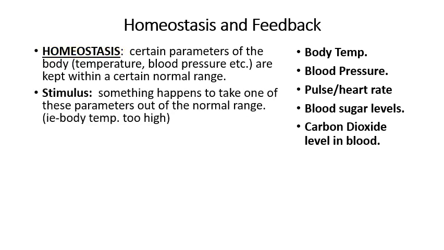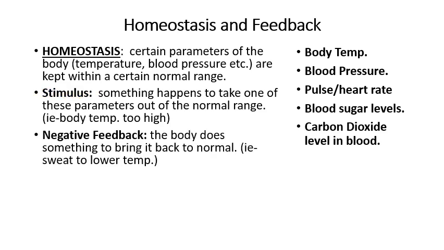Okay, so when something happens to take one of these parameters out of the normal range, that is referred to as a stimulus. Something happens to change the body temperature from 37, for example. Negative feedback is where the body responds to the stimulus by doing things that bring the body back to the normal range. So if the body temperature goes up, we would call that a stimulus, and then if we sweat to bring it back down to 37, that would be considered negative feedback.